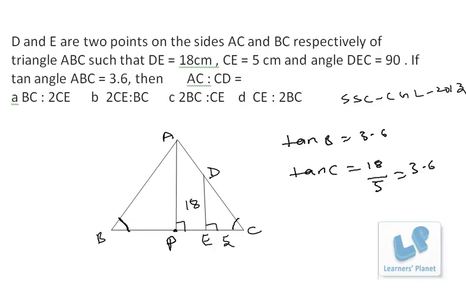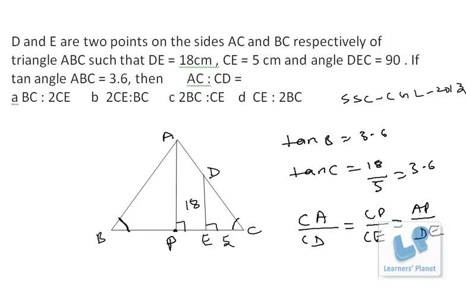Now triangle CDE is similar to triangle CAP, right? Because this angle is common and this angle is 90 degree. So AA similarity will be there. So if the triangles are similar, their sides will be in ratio. That means we can say CA by CD is equal to CP by CE, and that is equal to AP by DE, right? All the three sides will be in proportion.